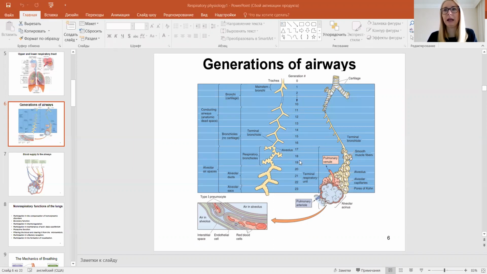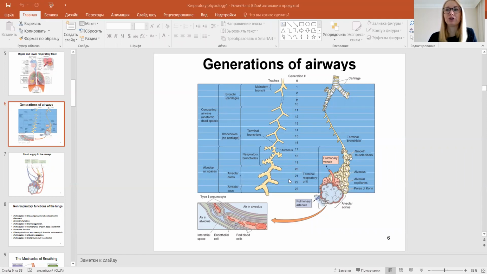Next, the 17th, 18th, and 19th generations form the transitory zone, in which diffusion and mixing of fresh inhaled and alveolar air occurs. This zone contains single alveoli stepping aside from the respiratory bronchioles. That's why gas exchange with blood of pulmonary capillaries occurs to some extent even in this zone.